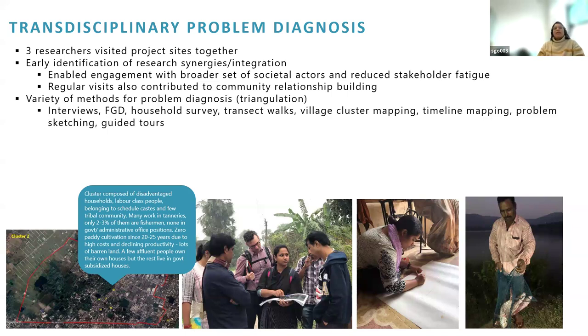Then we also experimented with a variety of methods during the problem diagnosis phase, which helped us with triangulation, but also was a nice way to discuss issues with the community. So we had the more normal interviews, focus group discussions, and surveys, but we also did transect walks, village cluster mapping, timeline mapping, problem sketching, and guided tours. The map at the bottom left is an example of a cluster map that we developed, and we could really get a sense of what the village looked like on the ground in these different clusters and made very short descriptions.